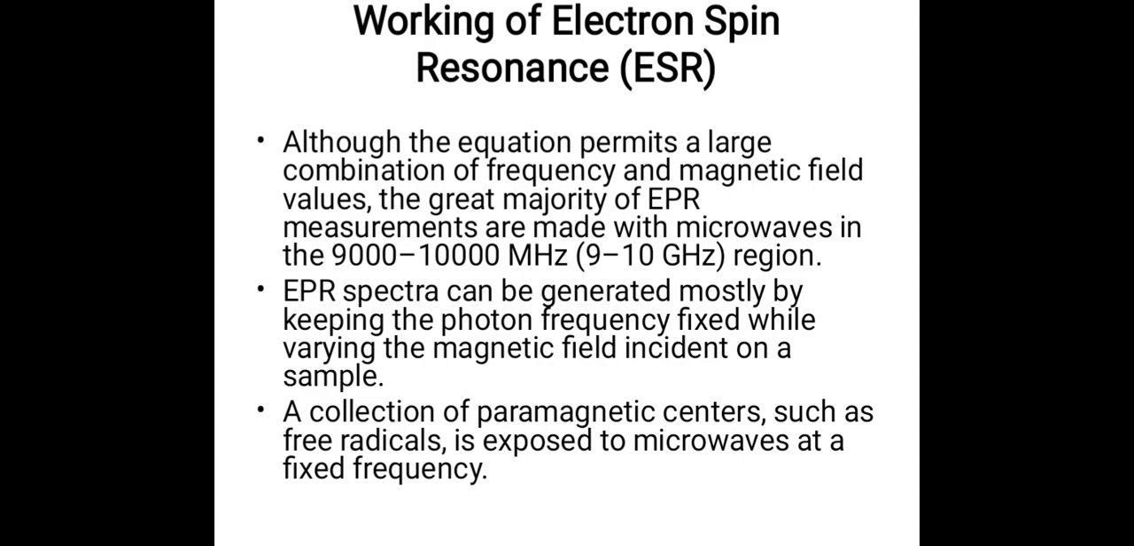Although the equation permits a large combination of frequency and magnetic field values, the great majority of EPR measurements are made with microwaves in the 9 to 10 GHz region. EPR spectra can be generated mostly by keeping the photon frequency fixed while varying the magnetic field incident on a sample. A collection of paramagnetic centers such as free radicals is exposed to microwaves at a fixed frequency. By increasing an external magnetic field, the gap between the energy states is widened until it matches the energy of the microwaves. At this point, the unpaired electrons can move between their two spin states.